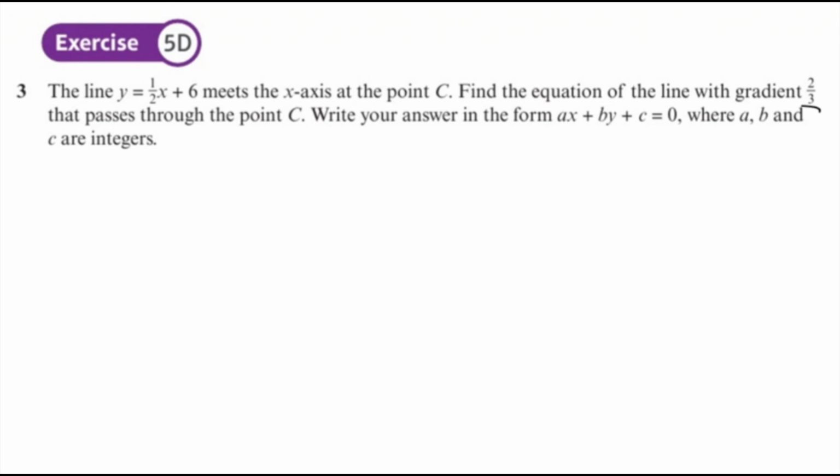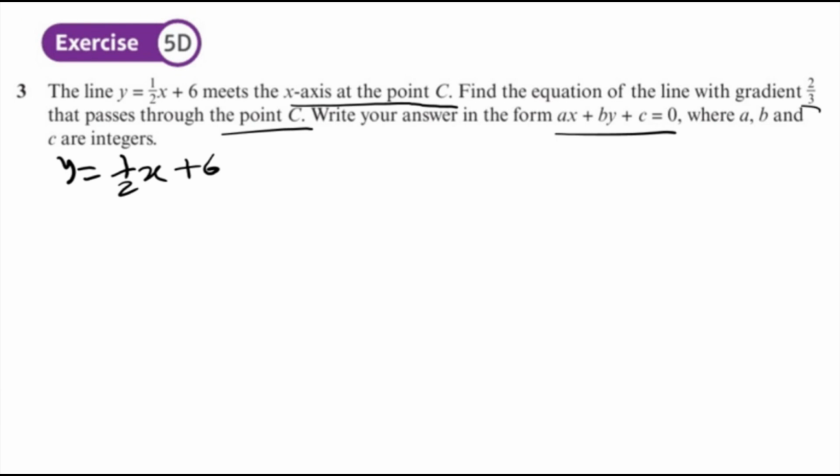Exercise 5D. We have the equation of line which is half y is equal to half x plus 6. Now this line meets the x-axis at point C. Find the equation of the line with gradient 2/3 that passes through the coordinate C, in the form ax plus by plus c is equal to 0.